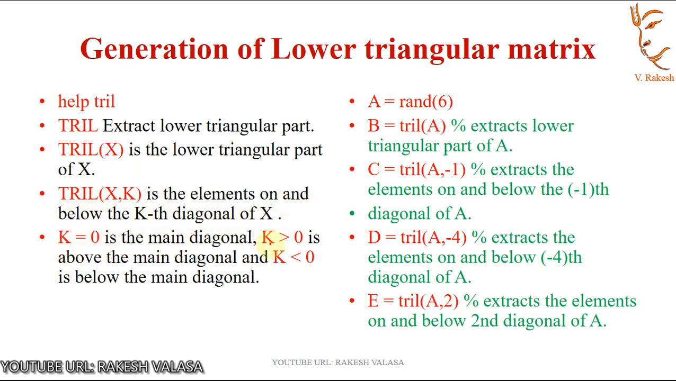K equals 0 means the main diagonal, k greater than 0 is above the main diagonal, and k less than 0 is below the main diagonal. For example, I am taking A equal rand of 6, B equal tril of A, which extracts the lower triangular part of A. C equal tril of A comma minus 1 extracts the elements on and below the minus 1 diagonal of A. D equal tril of A comma minus 4 extracts the elements on and below the minus 4th diagonal of A. E equal tril of A comma 2 extracts the elements on and below the second diagonal of A.